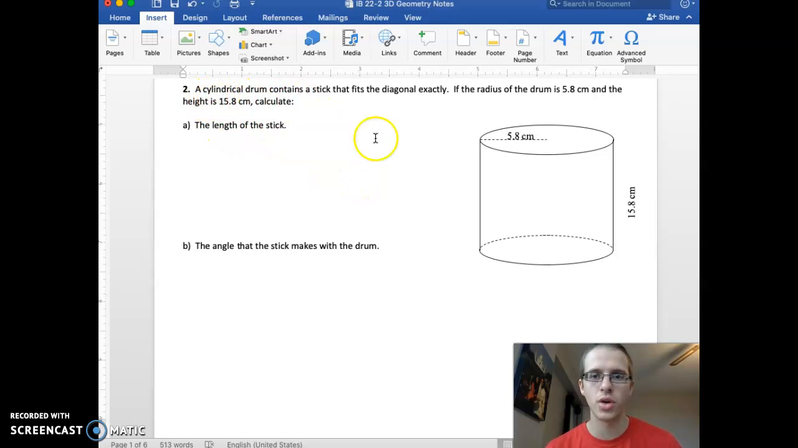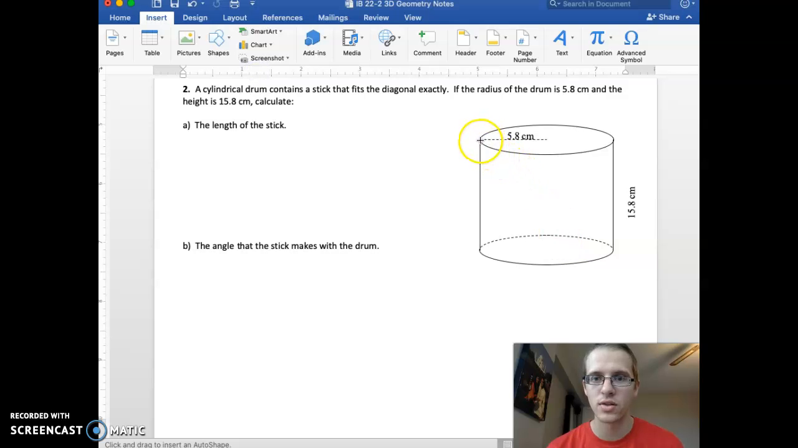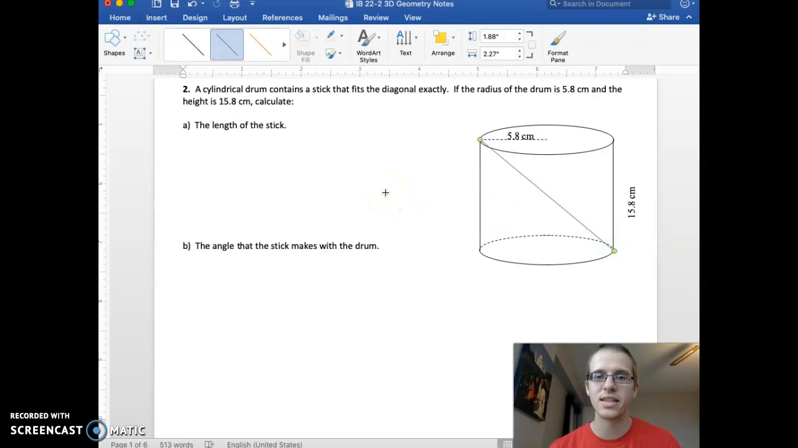So we have a cylindrical drum. Think of this as like a can or a garbage can of some sort. A stick fits into it diagonally exactly. So let me just draw really quick what that looks like. Think about like the top left part of the can all the way down to the bottom right. That's going to be the longest stick that can fit inside of that drum.